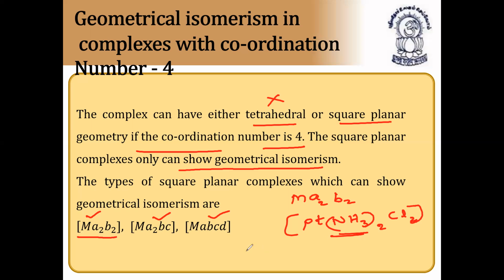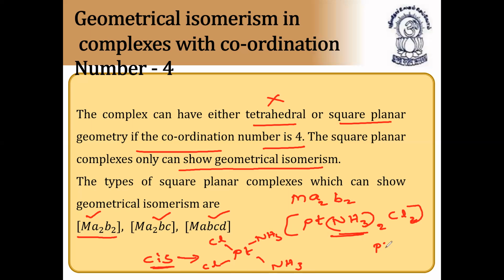Example, we can write the same as platinum, NH3 similar type, NH3 on the same side, and Cl on the same side on the other side. So this is called cis isomer. If similar groups are present on the same side, it is called cis isomer.